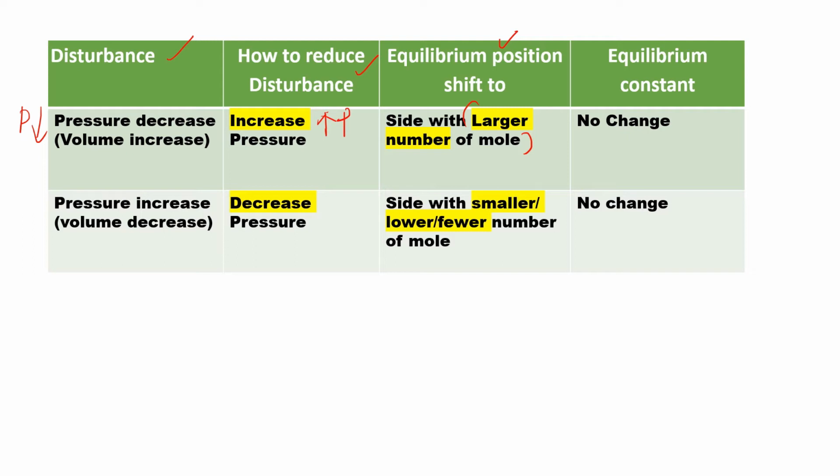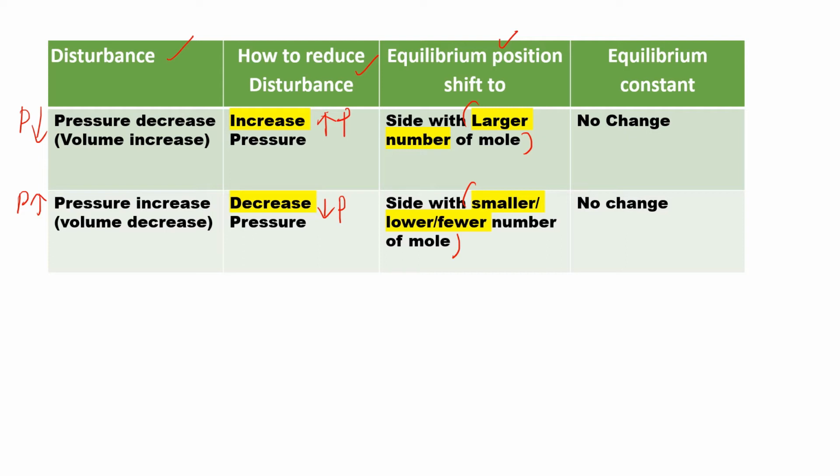Okay, the second disturbance is a pressure increase. So the pressure increase is the disturbance, and you need to reduce the pressure. How do you reduce the pressure? The equilibrium position should shift to the smaller, lower, or fewer number of moles. So which side has the smaller number of moles?